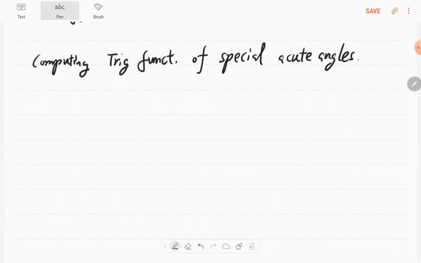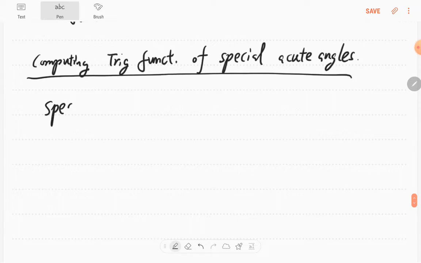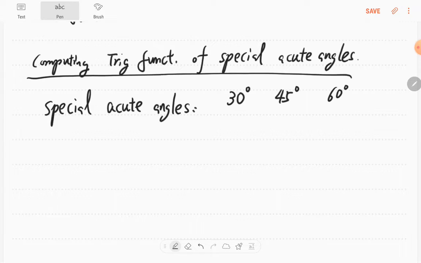Okay, so the first thing is, what are the special acute angles? So these are three special acute angles, which are 30 degrees, 45 degrees, and 60 degrees. The corresponding radians are pi over 6, pi over 4, and pi over 3. You should be familiar with that.